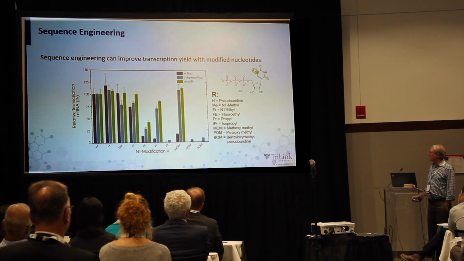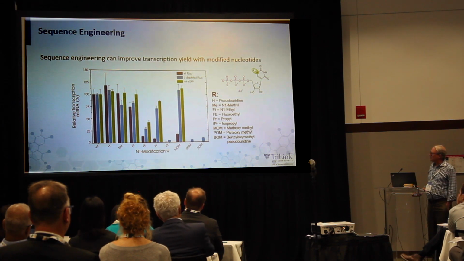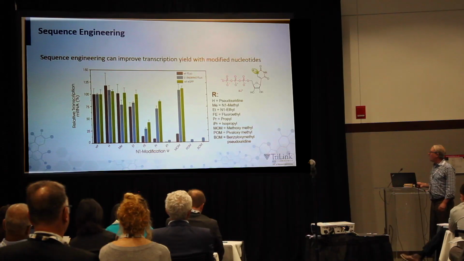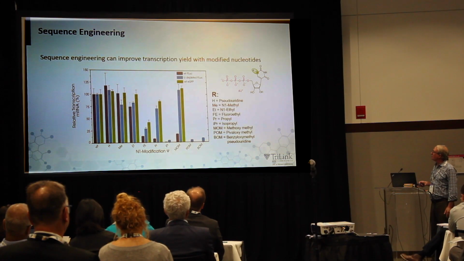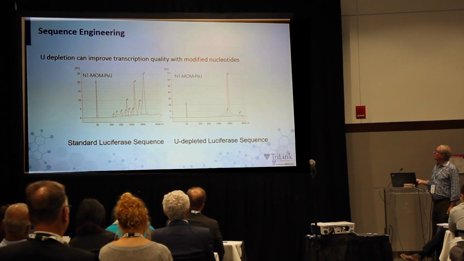And this is something that other people in the field have looked at. For example, CureVac has published some papers using something that they call GC enrichment, which is not exactly the same thing, but gives you basically the same result. You're enriching for G's and C's, you're depleting for U's, right? And they see some interesting things along the way. I suggest you read their papers.